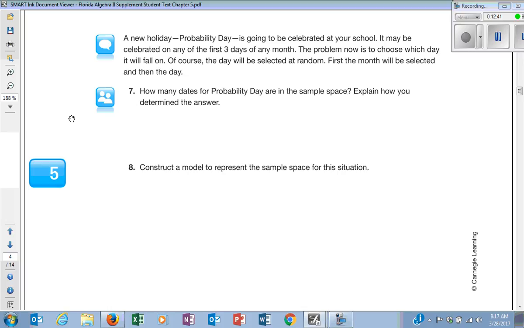Now, the problem is to choose which day it will fall on. Of course, the day will be selected at random. First the month will be selected, and then the day. So, how many dates for probability day are in the sample space? We should use our counting principle.